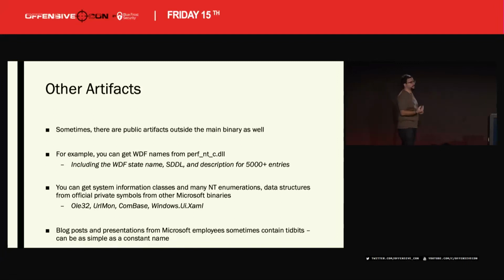Sometimes there are official private symbols for some binaries, like OLE32, URLmon, Windows.UI.XAML. Microsoft produces private symbols for these to help people analyze them. But because they use precompiled headers, a lot of times structures that have nothing to do with COM, that have nothing to do with URLs, end up in these private symbols. For example, if you want to know the very latest 19H1 system information classes, they are in the private symbols of the COM DLL, because COM imports the same precompiled header as NTDLL, as some other DLLs, and you get information about the kernel by looking at COM. I know nothing about COM, but I use that PDB file all the time for that. And then there are presentations and blog posts by Microsoft employees, and I'll get to talking about employees as well.